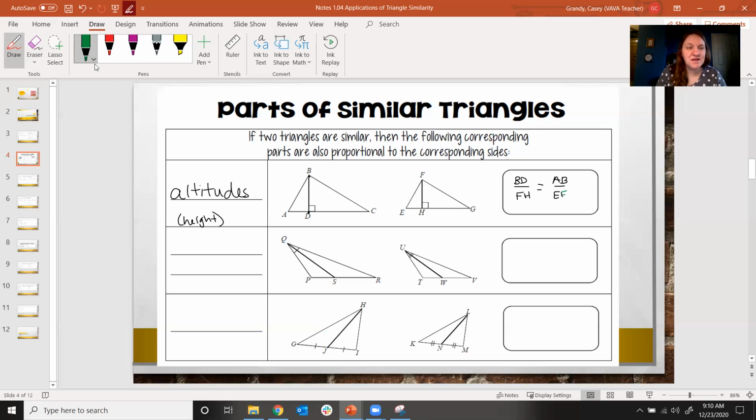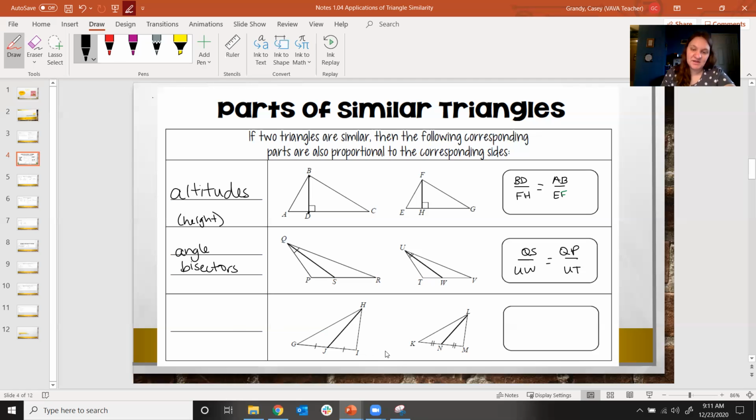Another type of line that you might see in your similar triangles are the angle bisectors, and we talked about this last class. I know they're angle bisectors because it's cutting angle Q into 2 equal parts, and over here it's cutting angle U into 2 equal parts. If these triangles are similar, then we've got some other proportions we can set up. We can say that this angle bisector is proportional to this one. So I can say that QS over UW would be equal to, we could say, QP over UT. One of the sides.